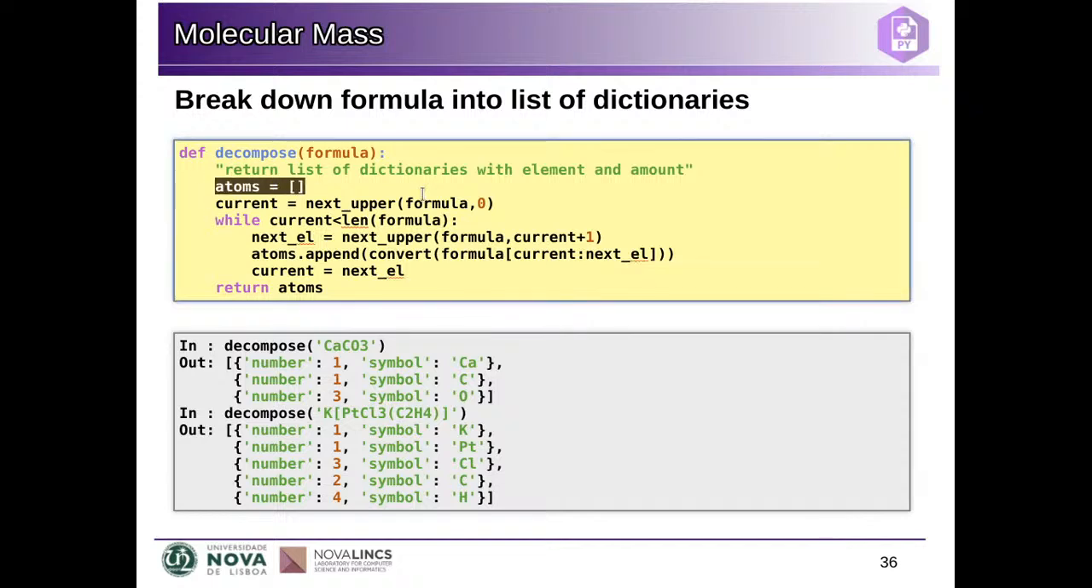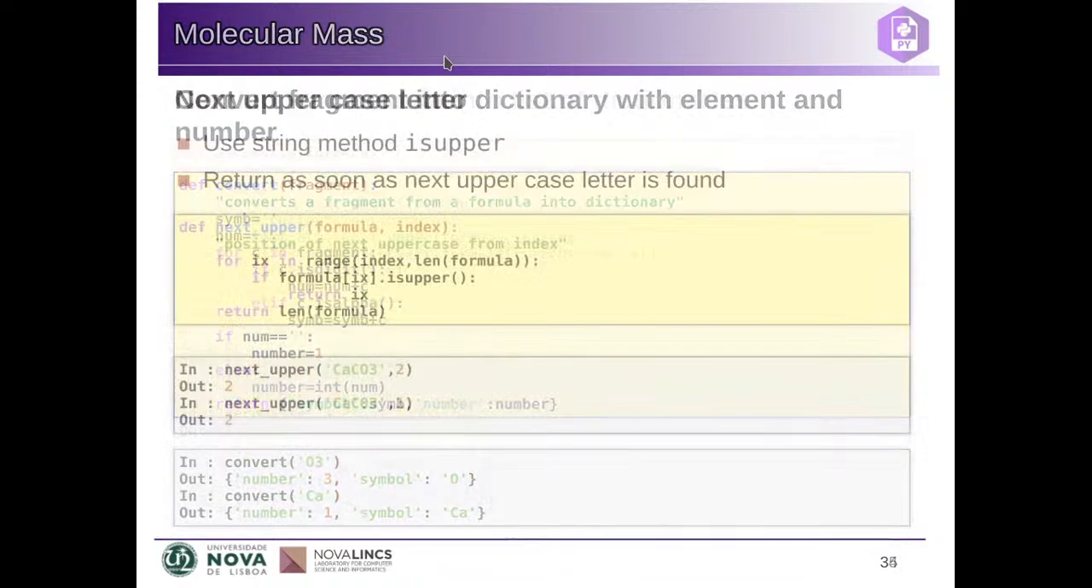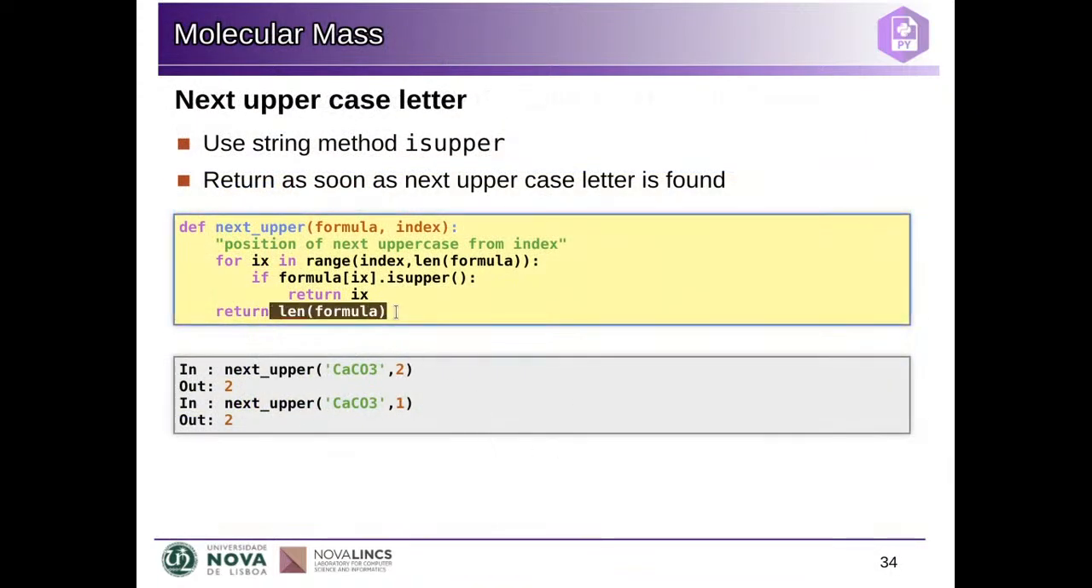We start with an empty list of all the different atoms in the formula, and we find the first uppercase character. So this allows us to skip any characters that may appear in the formula before the first uppercase. So this will be the current one, will be this C of CA at the beginning. Now, if the current uppercase character is not outside the formula, remember that when we don't find any more here, we return the length of the formula. So this is outside of the formula.